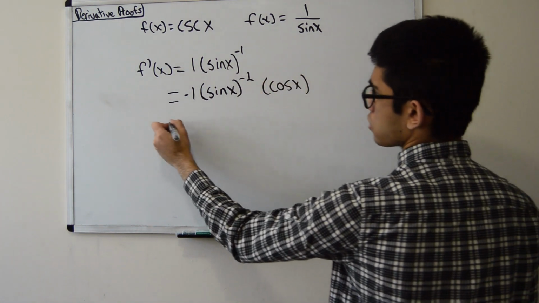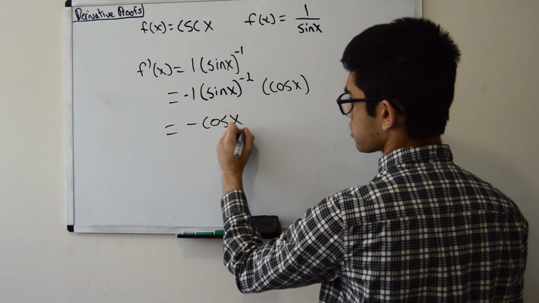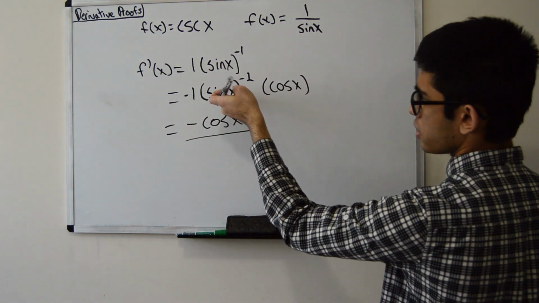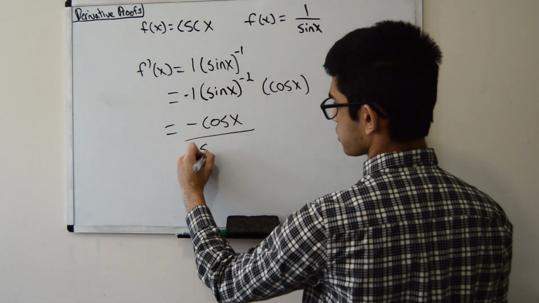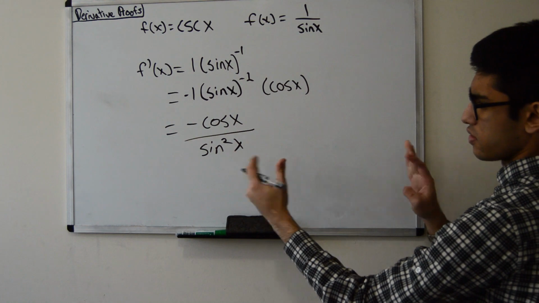Great. So now we know that on the top, all we have remaining is negative cosine x, and on the bottom we have sine squared x. Hopefully you can see where I'm getting that from. There's nothing too difficult here.